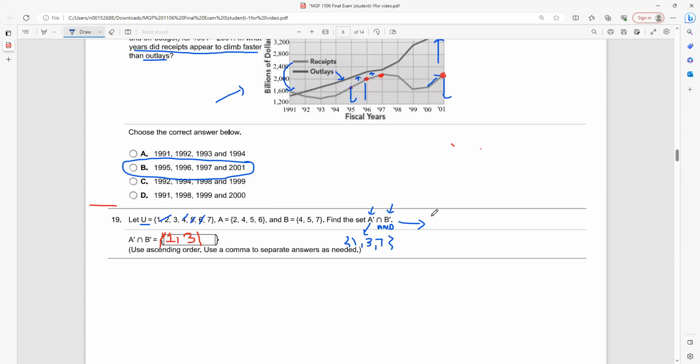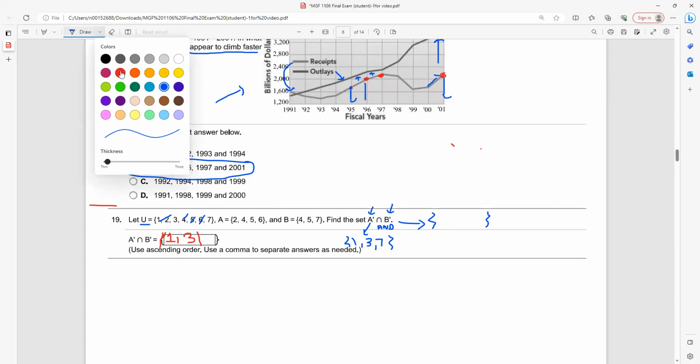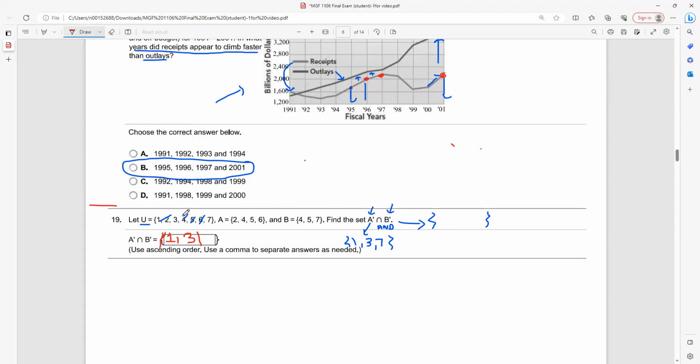Now, for the complement of set B, those will be all of the elements that are included in the union, but are not in set B. So the 4 we would remove, the 5, which we've removed, and 7. So all the elements that are left over would be 1, 2, and 3, as well as 6.